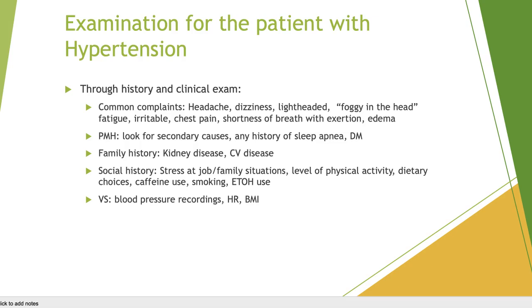Social history, you want to look at what is their stress level at their job or family situations, their level of physical activity, dietary choices, caffeine use, smoking, and alcohol use. And along with blood pressure recordings, you want to check heart rate and the patient's BMI.